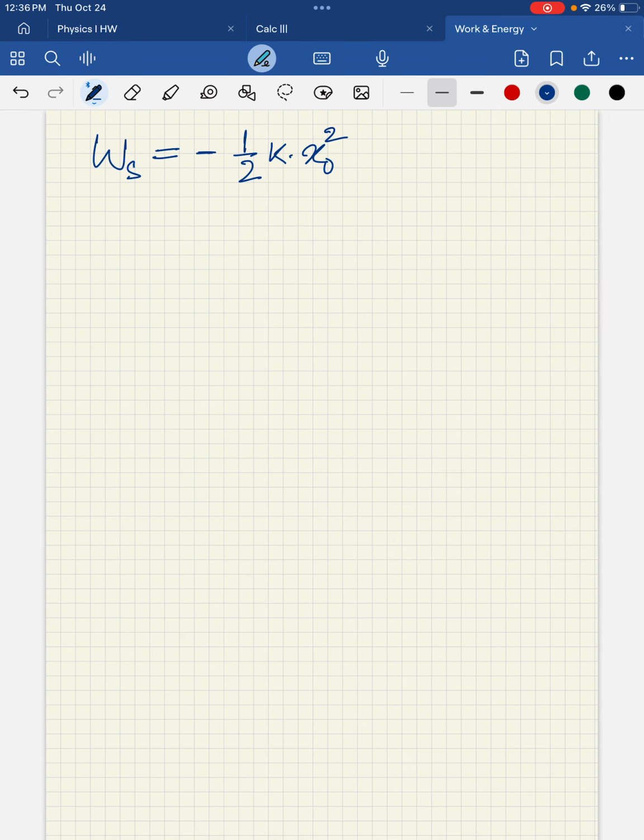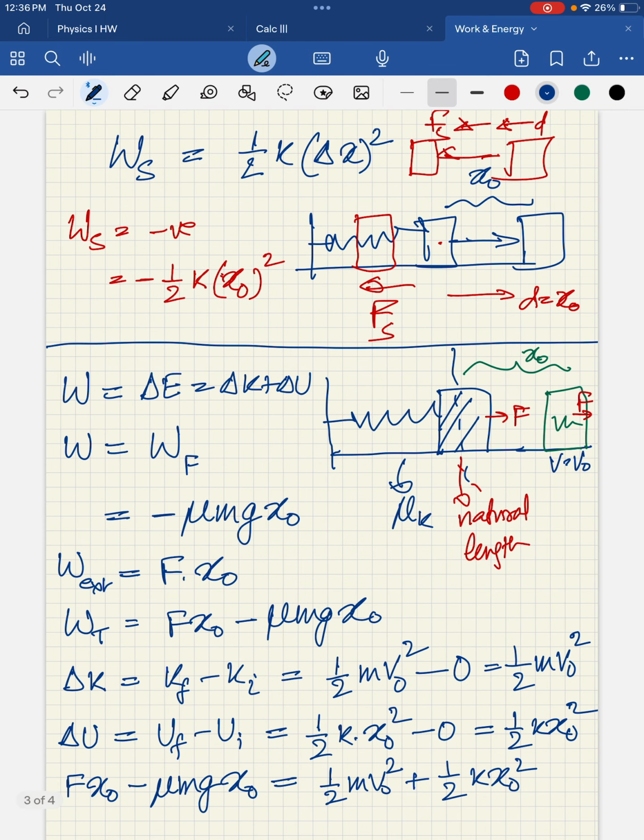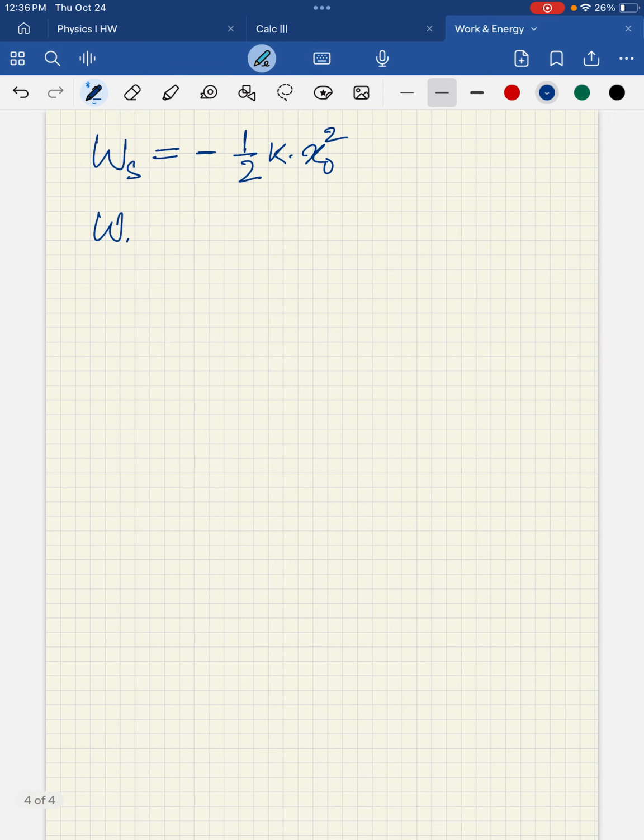The rest of the work we have already calculated, the work done by the external force and the work done by friction, right? So we are going to keep that total work and just add the work done by the spring. The total work is going to become Fx0 minus mu mg x0 minus half kx0 square, because we calculated that the work done by the spring is negative. So let's write it down here. Wt is equal to Fx0 minus mu mg x0 minus half k x0 square. This is the total work done.